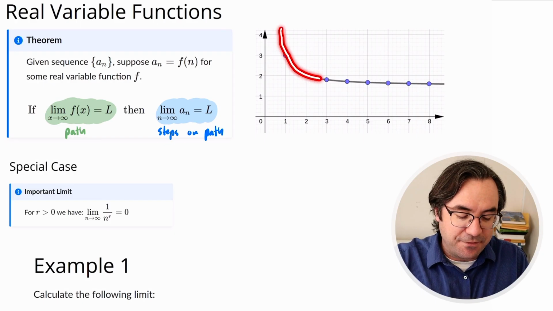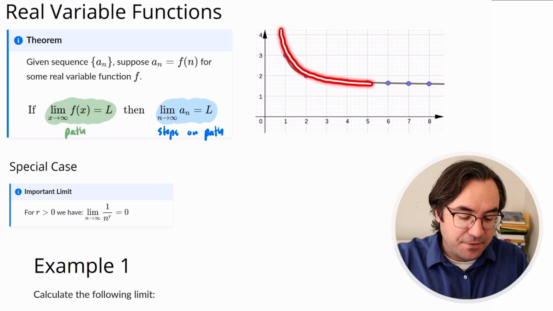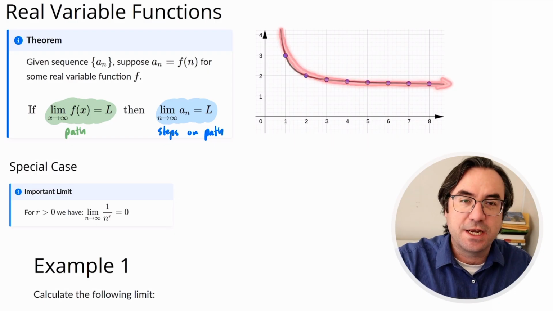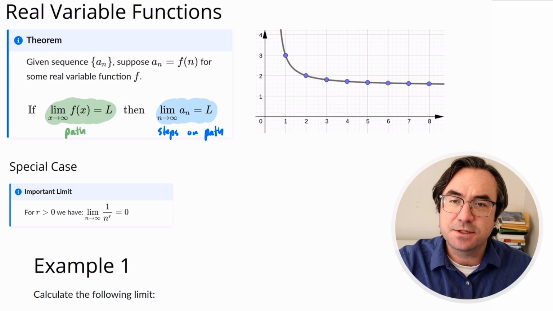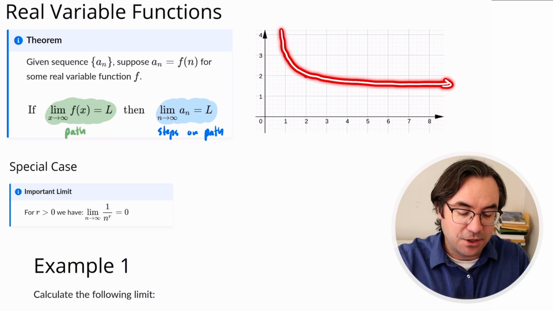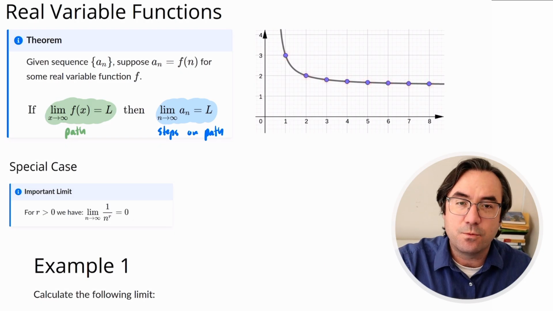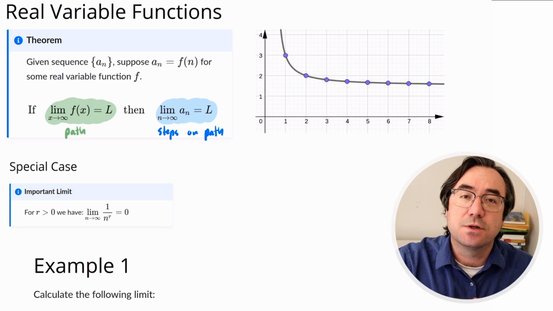So we have this graphical example that we looked at. We have the main path, and it looks like it's approaching a horizontal asymptote. And if our function is approaching that horizontal asymptote, and we're taking steps on that path, well, then we happen to be approaching that same horizontal asymptote.